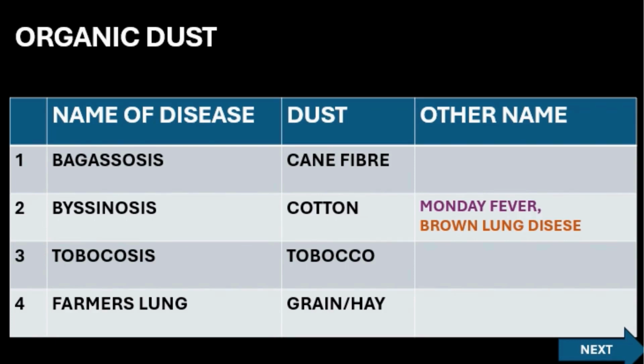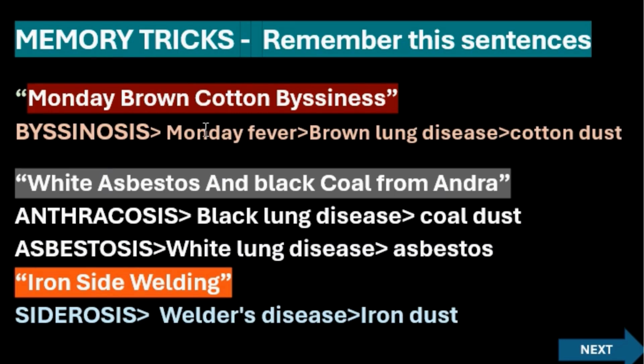We have already seen this chart. Organic dust: bagassosis, byssinosis, which is cotton and Monday fever, brown lung disease. Tobaccosis is with tobacco, and farmer's lung is with grain. Bagassosis is with cane fiber. And the memory tricks we have also mentioned: Monday brown cotton business, white asbestos and black coal from Andhra, iron side welding. So remember all these charts for better memorizing. The right option here is Monday fever is byssinosis.